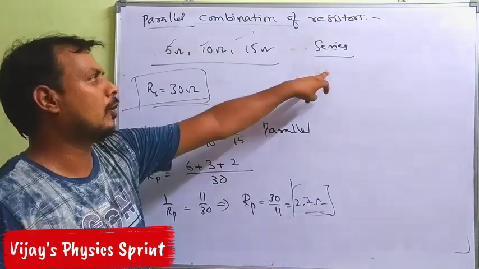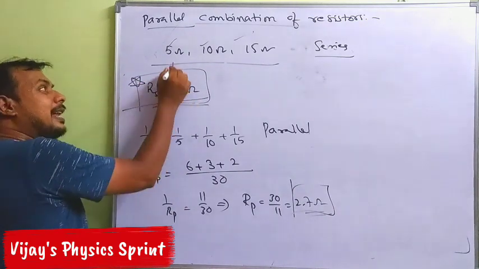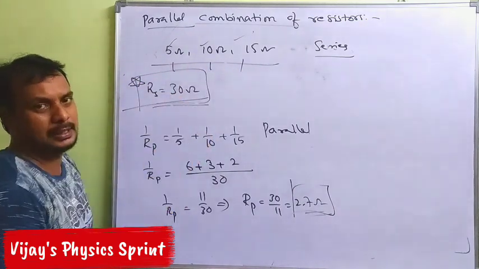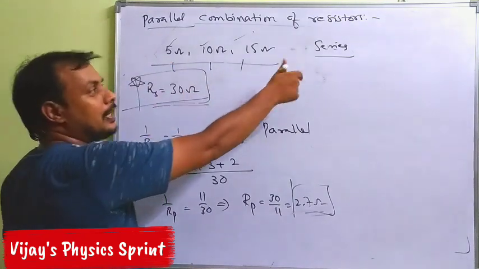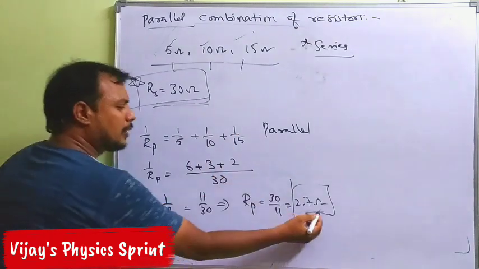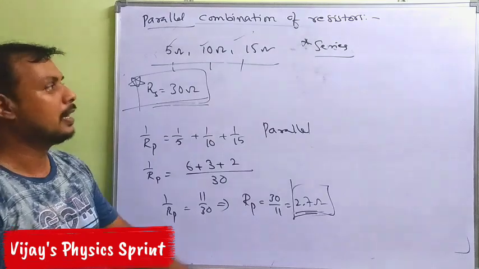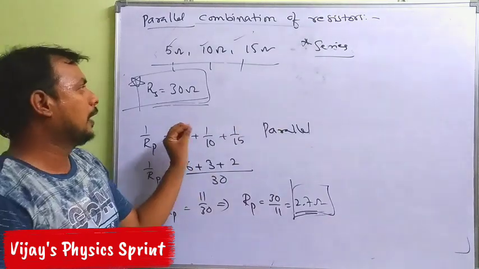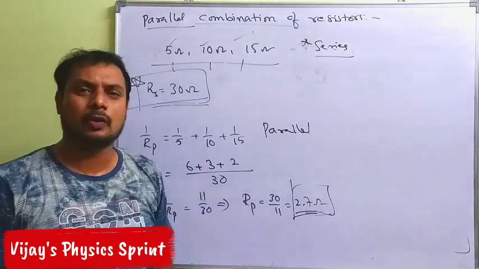Means in series combination the resultant value is greater than the individual resistors. The total value is greater than individual resistors in series combination. In parallel combination, this 2.7 is less than individual resistance. Okay. In series, the effective value is more than the individual. In parallel, it is less than the individual values.